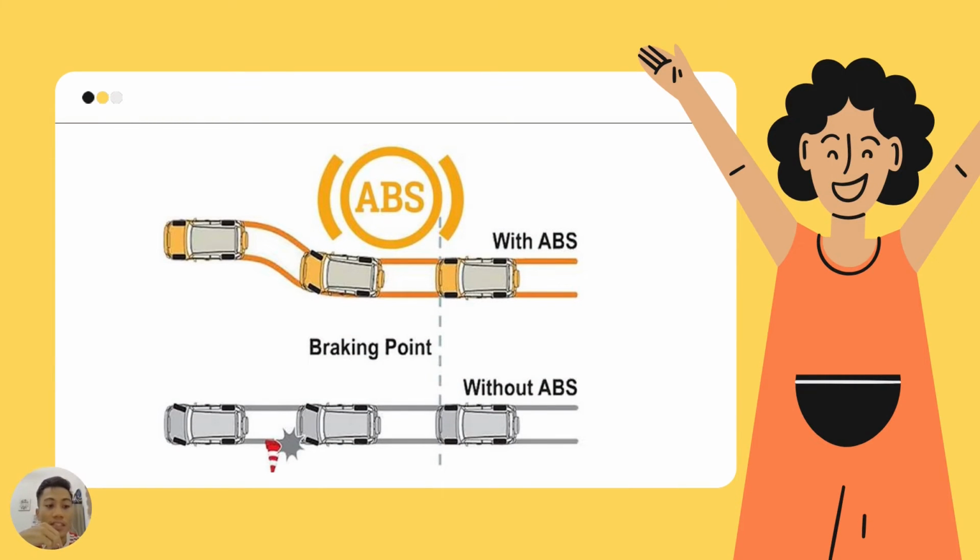ABS working principle. The basic theory behind anti-lock brakes is simple. It prevents the wheel from locking up, thus avoiding uncontrolled skidding. ABS generally offers improved vehicle control and decreased stopping distance on dry and slippery surfaces. Thank you.